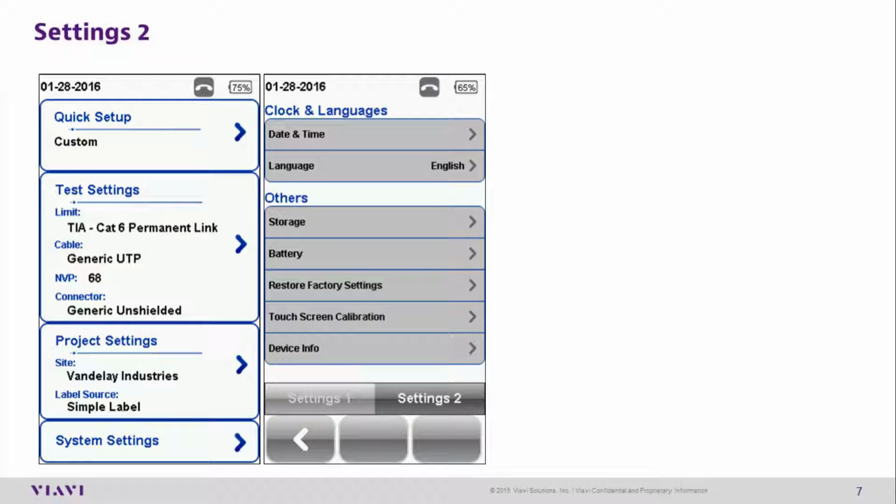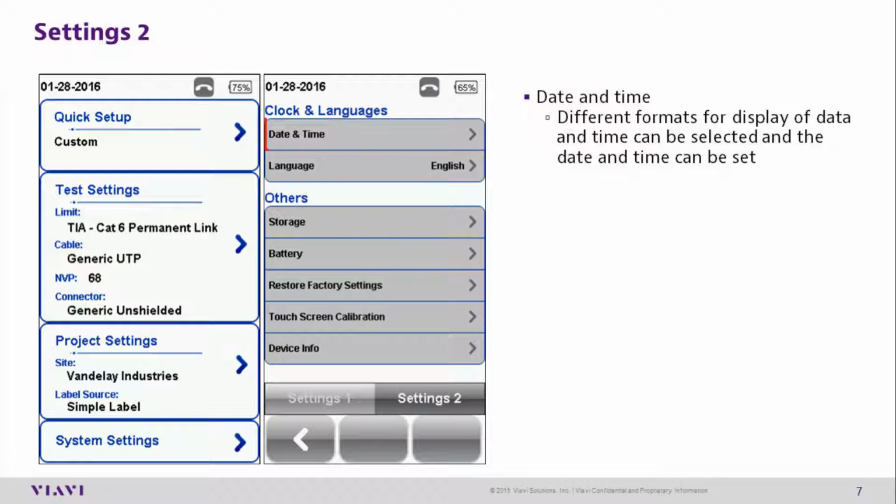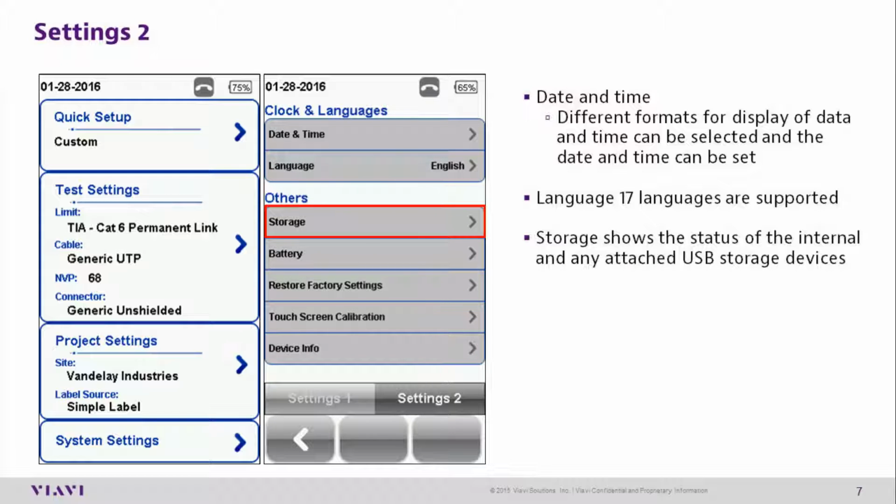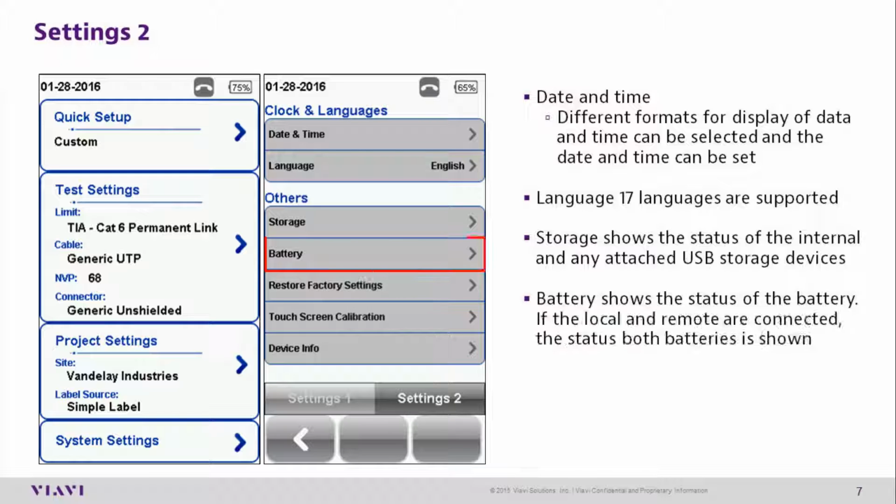Settings 2. Date and time. This allows you to choose different formats for displaying time and date. There are 17 languages available on the certifier. Clicking on the Storage tab displays the current amount of storage space available on the internal and any attached USB storage devices. The Battery tab will show you the current battery level.